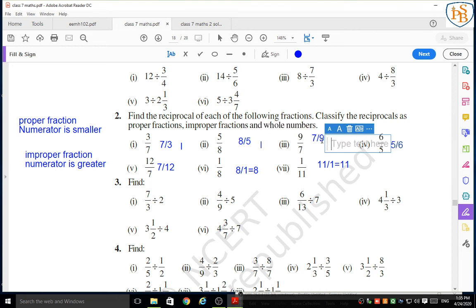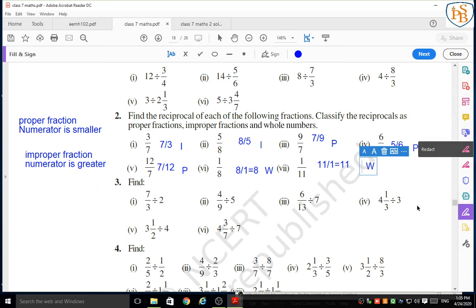7 upon 9. Okay, here 7 is smaller, so it is a proper fraction. Again here 5 upon 6, the numerator is smaller as compared to the denominator, so it is also a proper fraction. Here 7 upon 12, the numerator is 7 which is smaller as compared to the denominator, so it is also a proper fraction. But what about this? It is 8, that means it is a whole number. And what is this? 11, it is also a whole number. Like that we are going to classify their reciprocals.